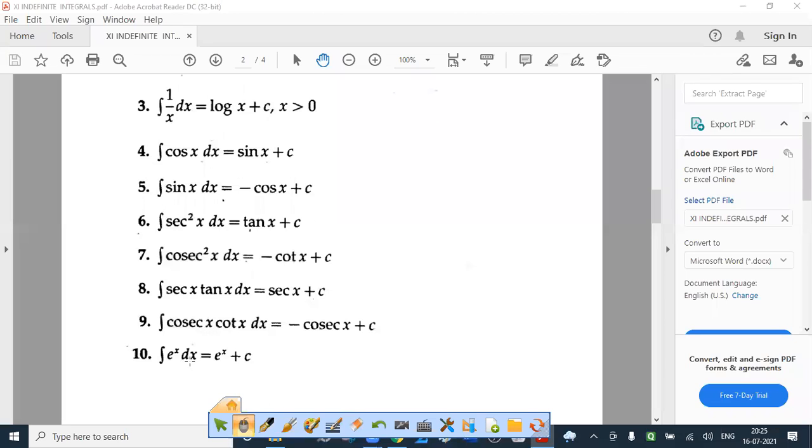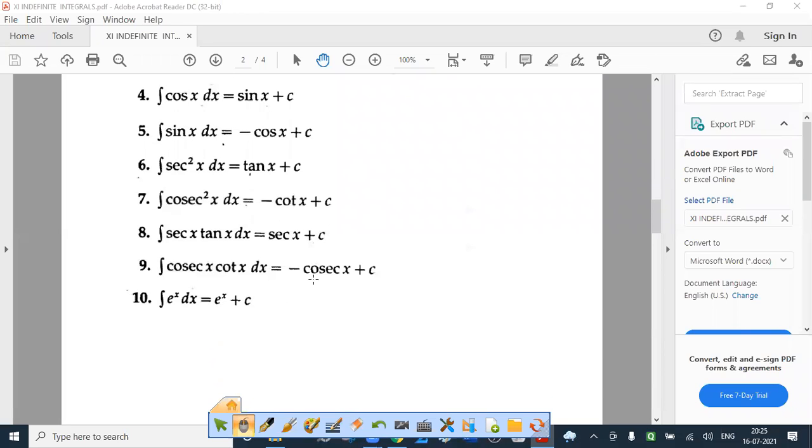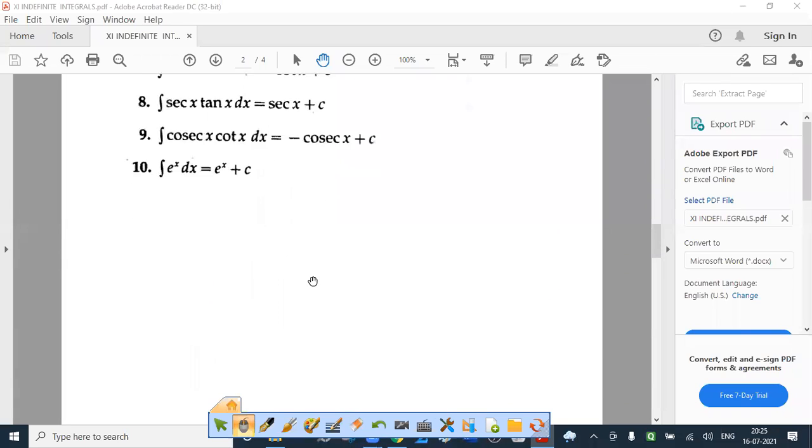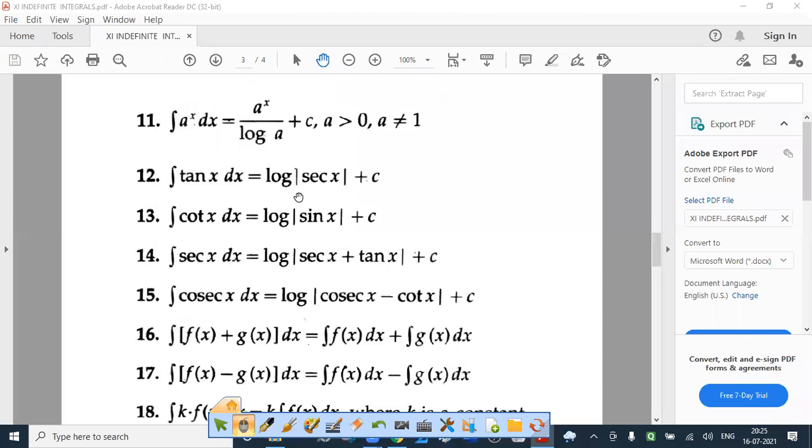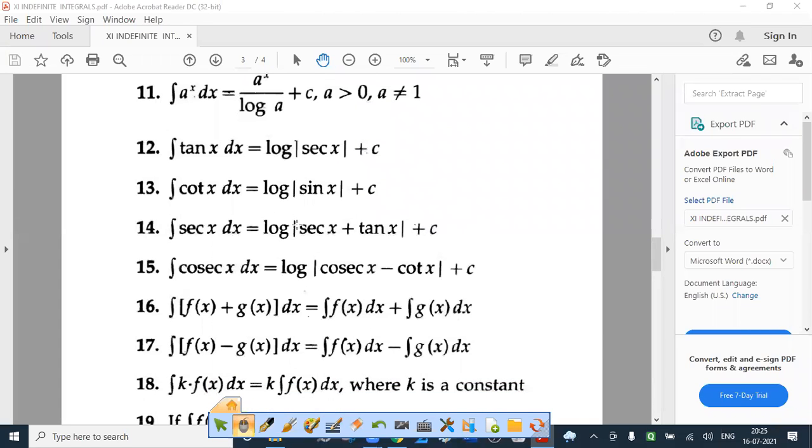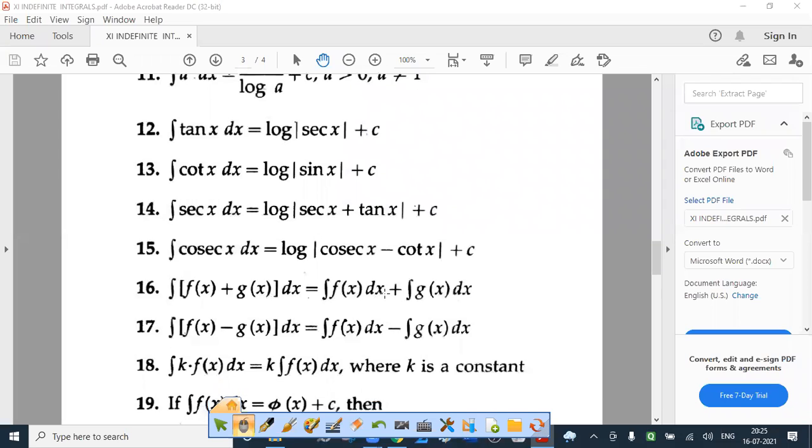This is the simplest function: the integral of e raised to x is e raised to x, because the derivative of e raised to x is again e raised to x. Then a few more formulae; these are results you need not remember. Then these are simple rules of integration. The integral of a sum is the sum of integrals. The integral of a difference is the difference of integrals.